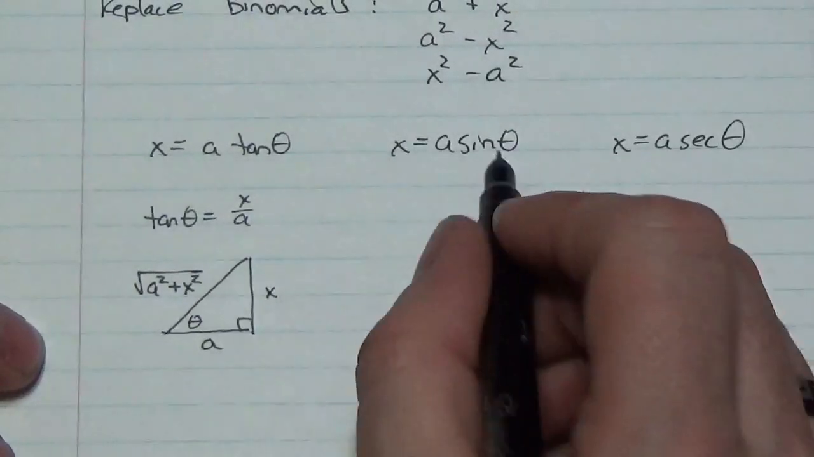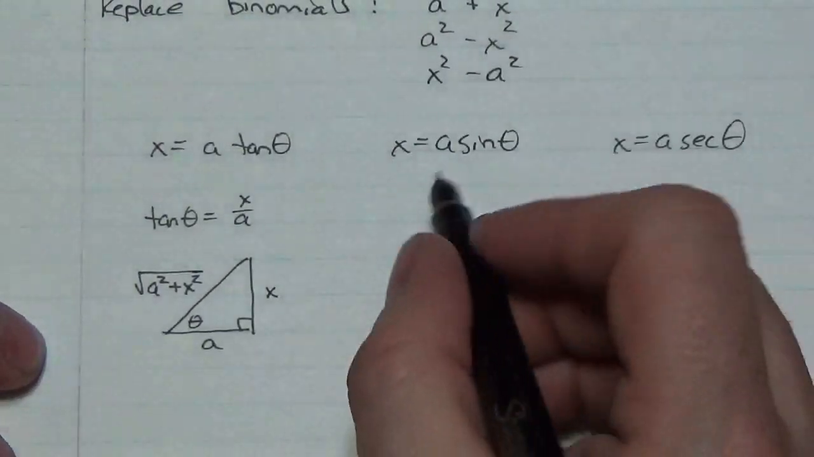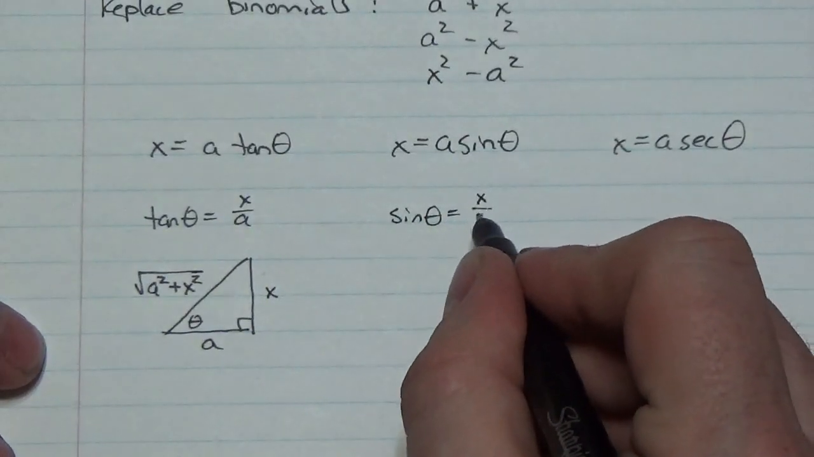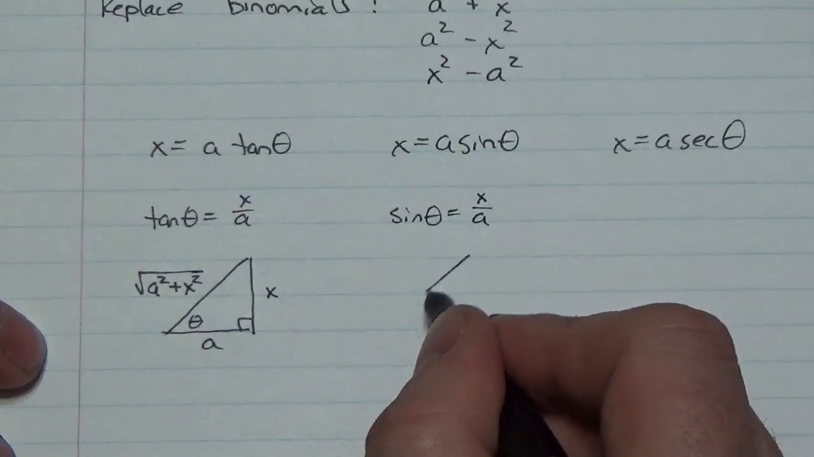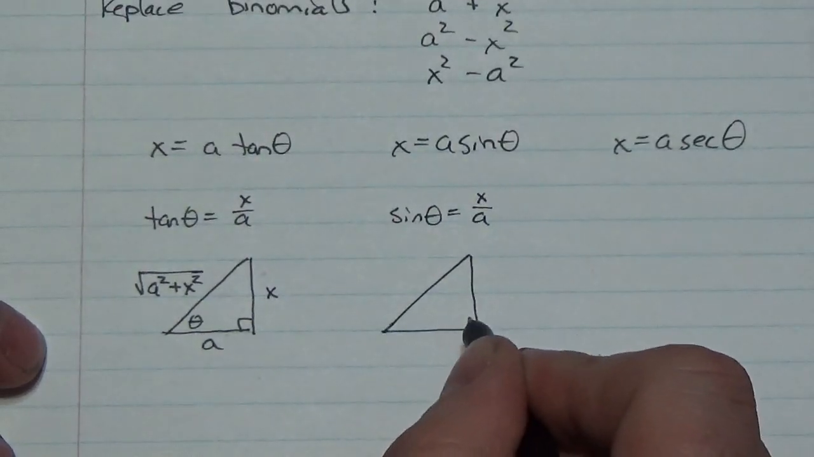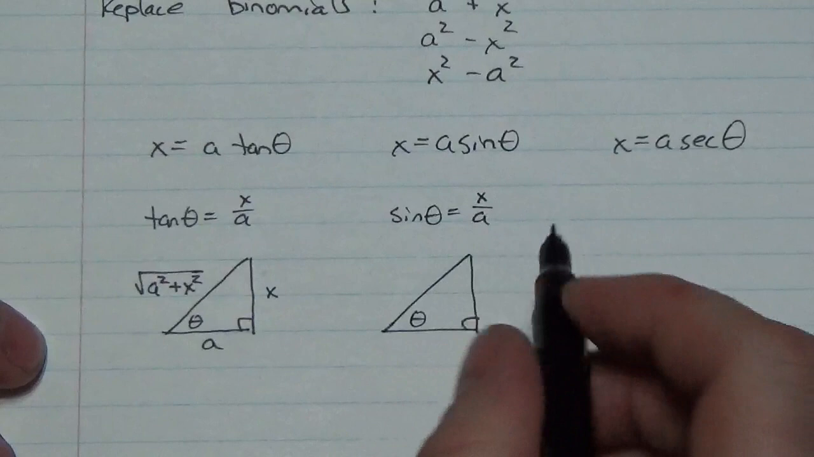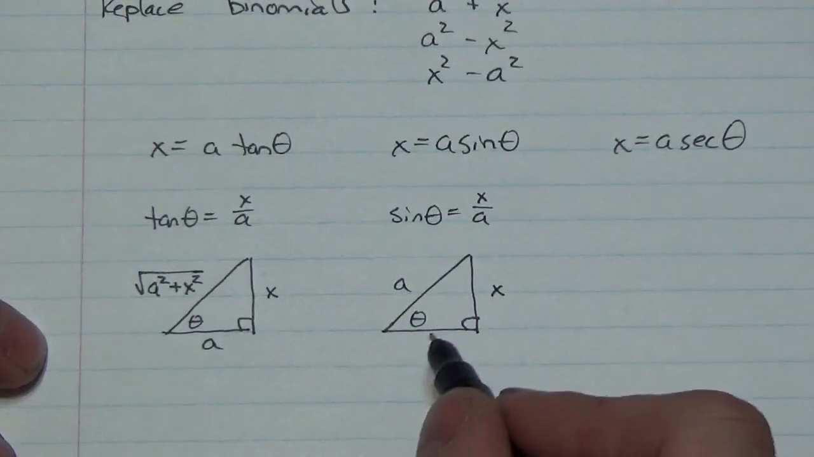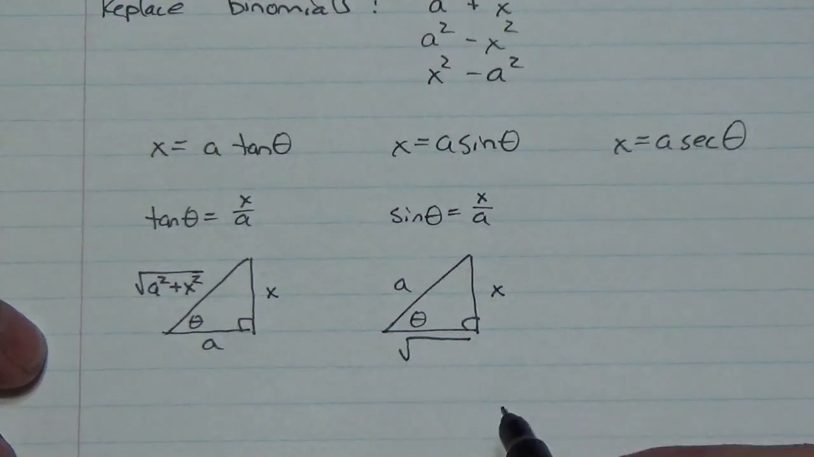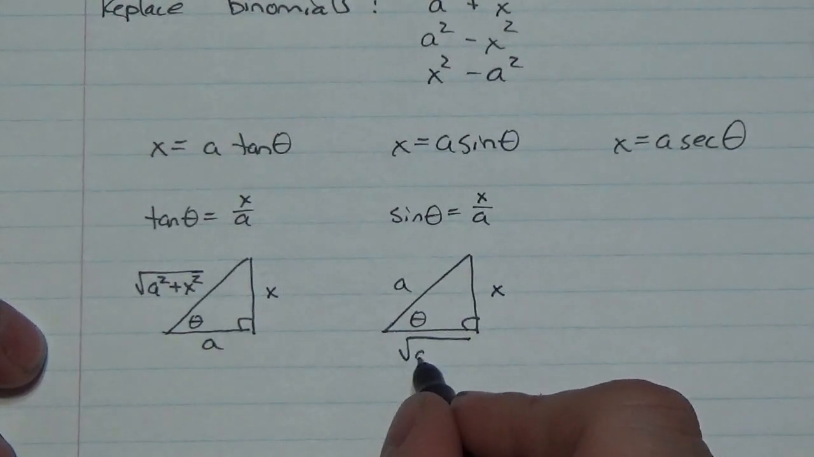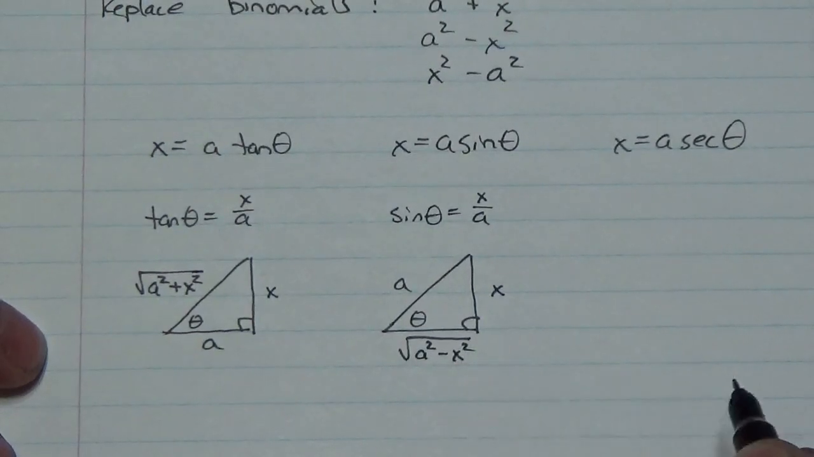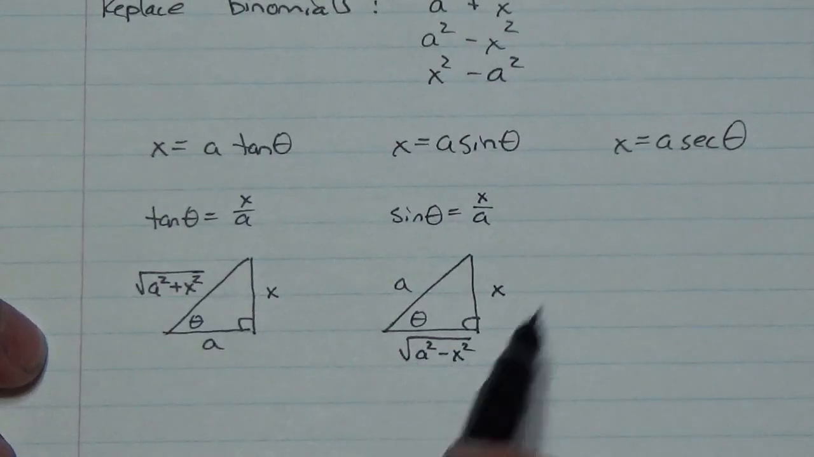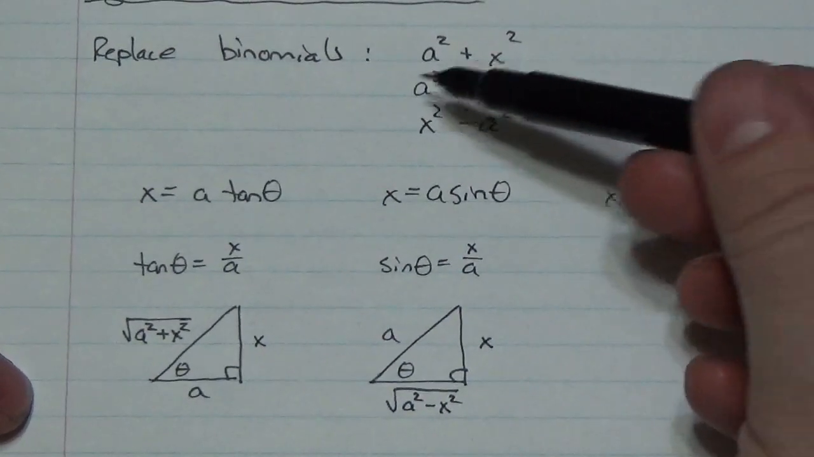Here, if we were to use x is equal to a sine of theta, what this is telling us is that the sine of theta is going to equal x over a. And once again, let's take a quick look at what that triangle looks like. If here's theta, x is the opposite. In this case, a is going to be the hypotenuse. So let's use the Pythagorean theorem to figure out what the adjacent side is, and that's going to be the square root of a squared minus x squared. And again, you'll see that little pattern pop up, that binomial.